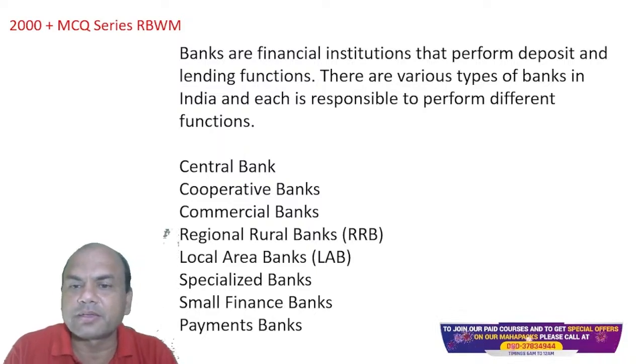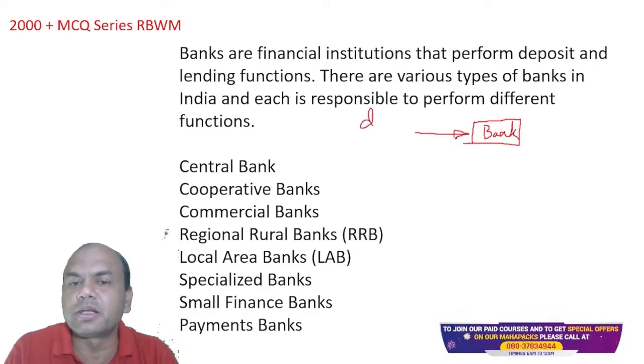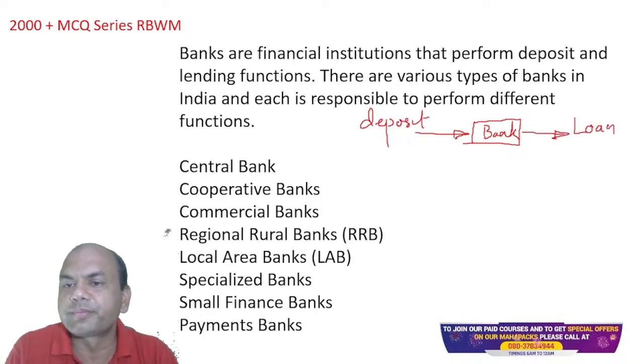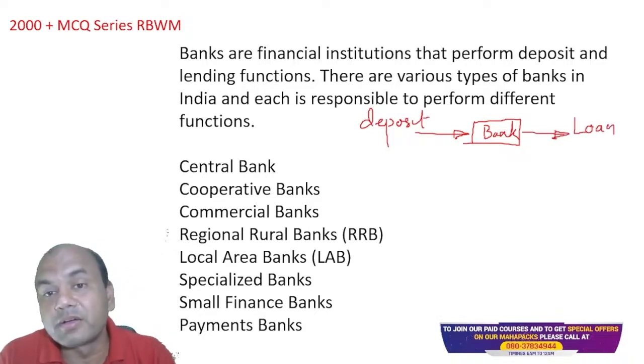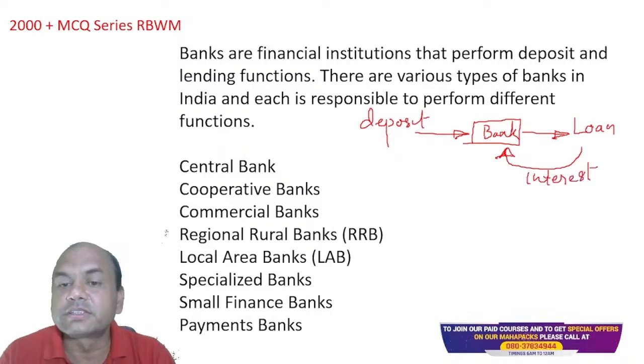See, if this is a bank, what happens? There is a depositor over here who deposits the money. Then the bank gives this amount as a loan to this guy. How does the bank earn then? This loan person will give the interest. And this deposit person has given the deposit, so the bank will again pay interest to this guy.